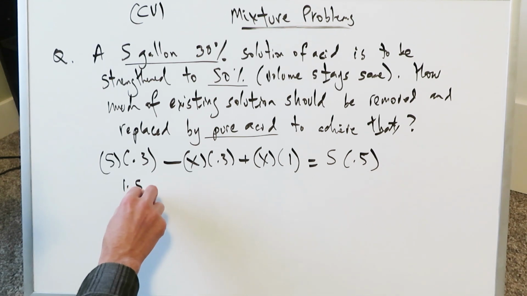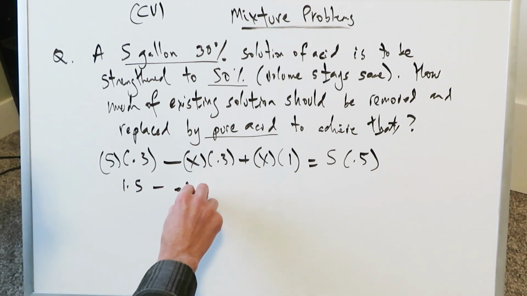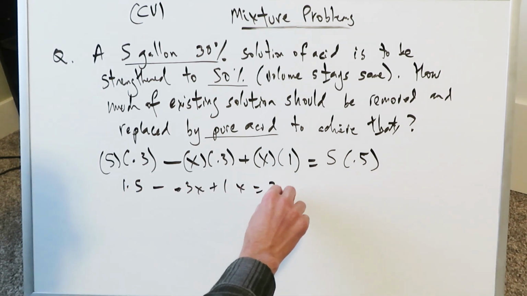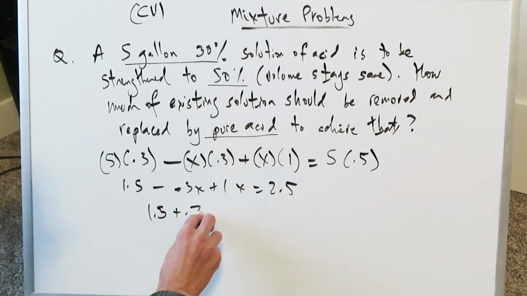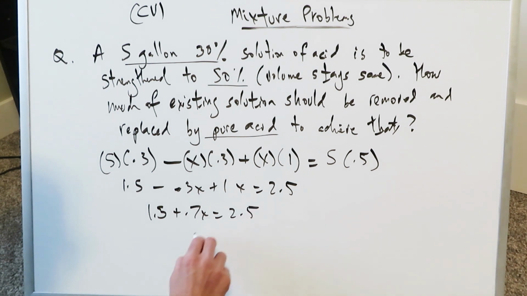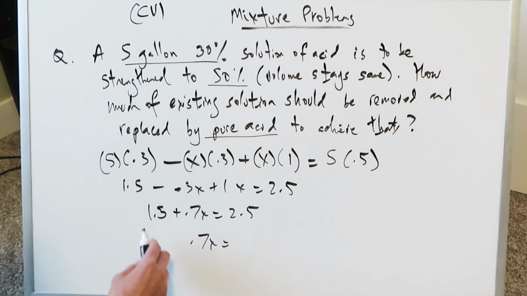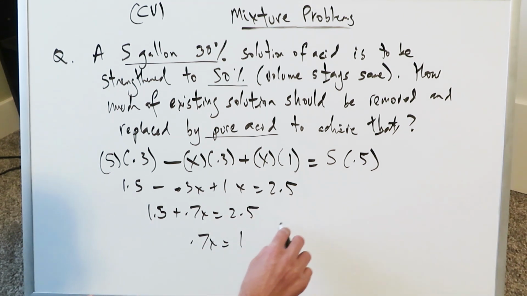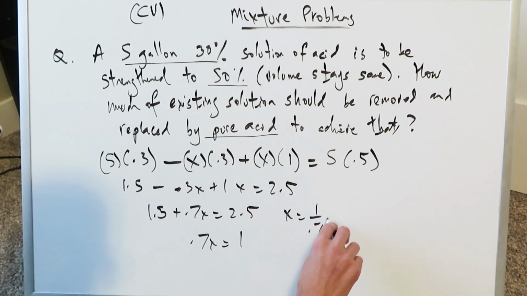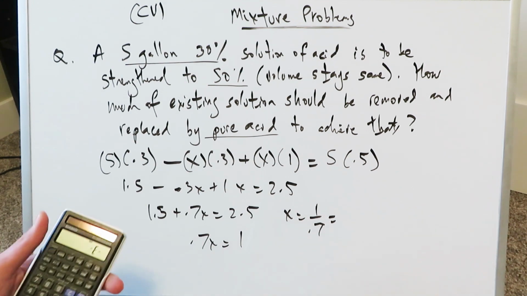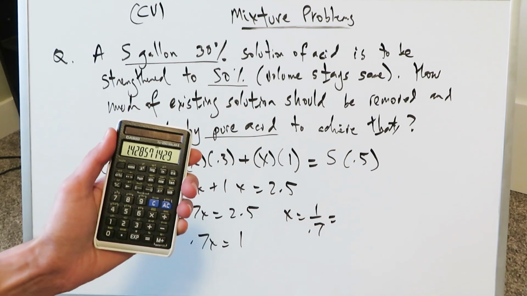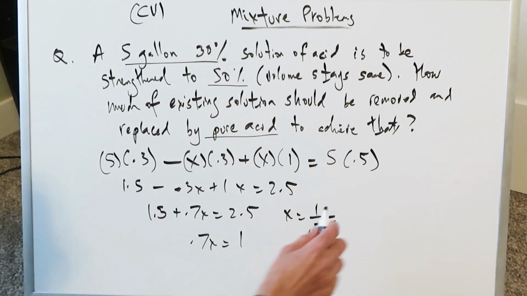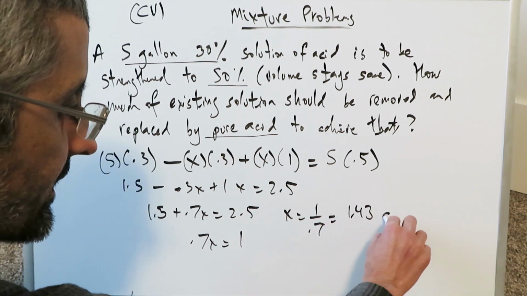We have a 1.5 here, a minus 0.3x, and a plus x, equal to 2.5. So we have 1.5 plus 0.7x equal to 2.5. 0.7x is equal to 2.5 minus 1.5, which is 1. x is equal to 1 divided by 0.7, which is basically 10 over 7, but in decimals we do 1 divided by 0.7. We're getting 1.428, which I'll round to 1.43 gallons.